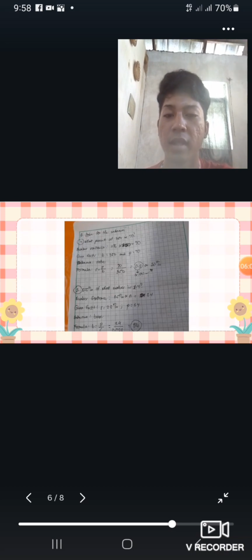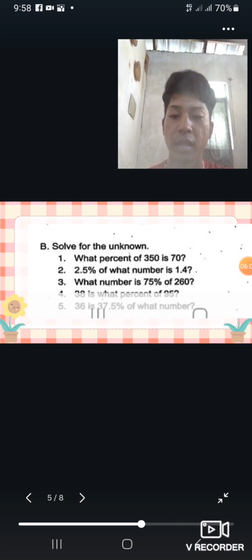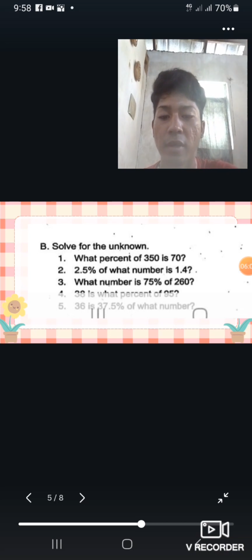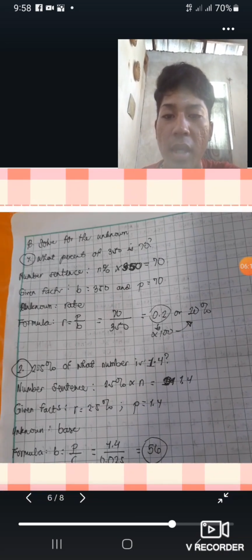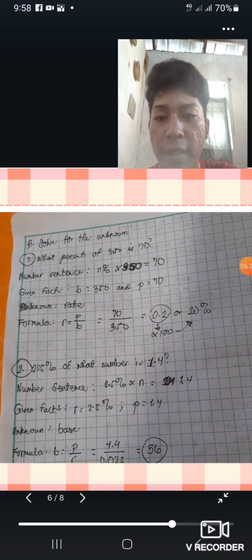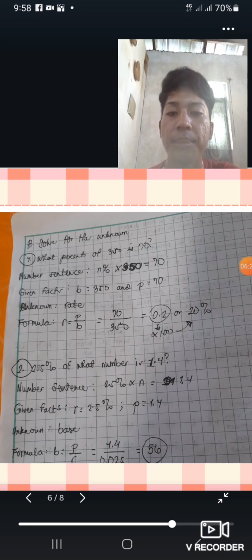Okay, time is up. Now let's check your answers. For number 1, we have the number sentence n times 350 equals 70. Given facts, B or the base is equal to 350 and the percentage equals 70. So we are solving for the rate. The unknown is the rate.